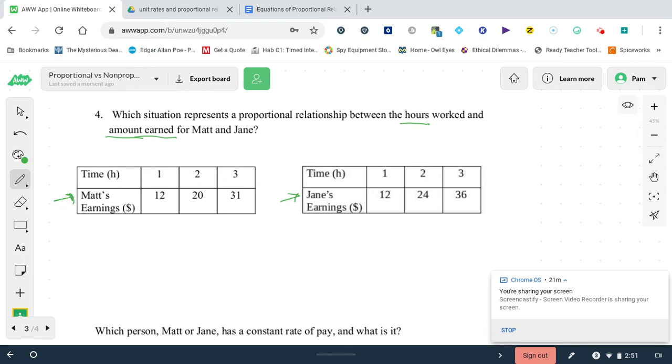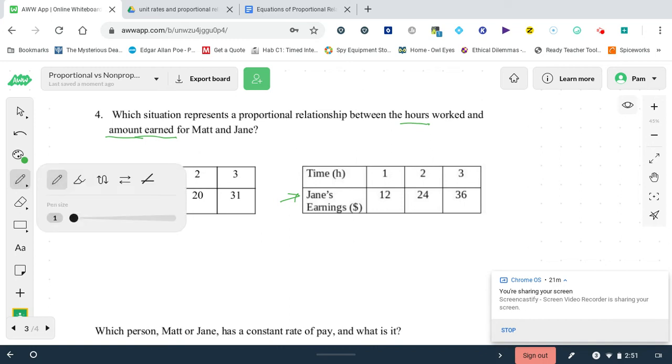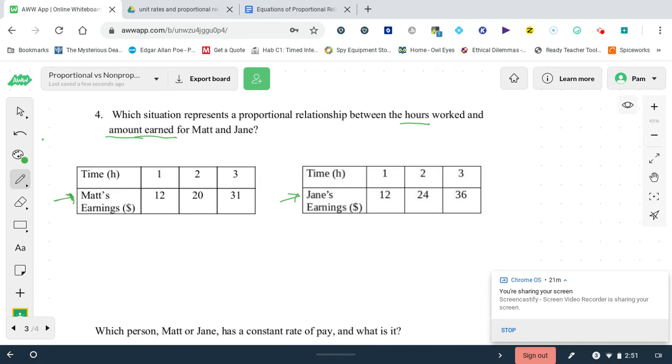I was looking for the highlighter, but I don't know what I'm doing on this quite yet, so I'll figure it out at some point. So what we'll do again is look at each one, and you're going to take the earnings and divide it by the time, which is in hours. That's how we're going to divide these to see if these ratios are the same.